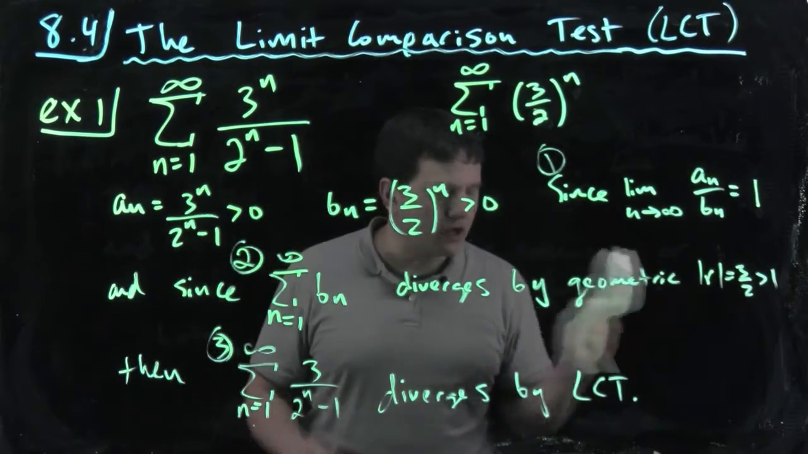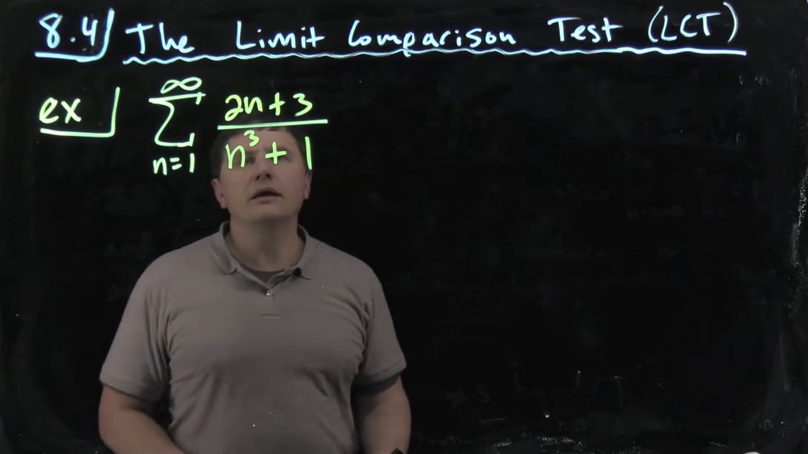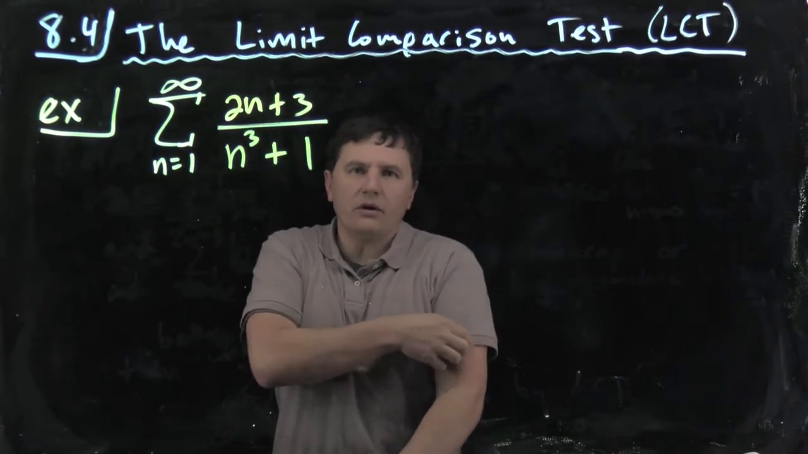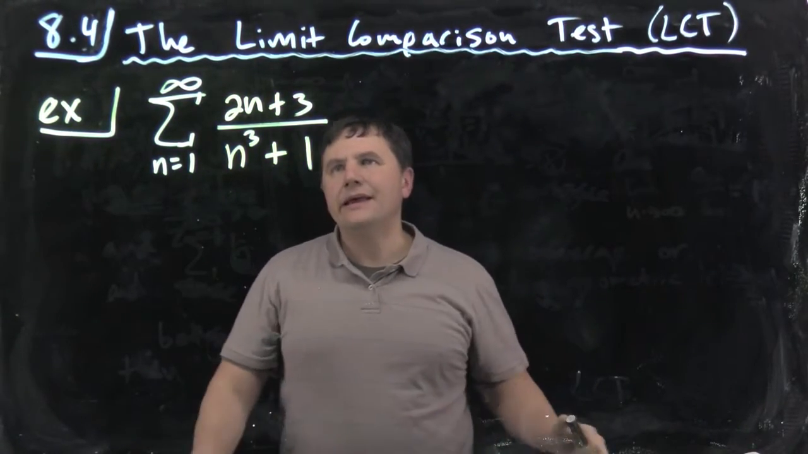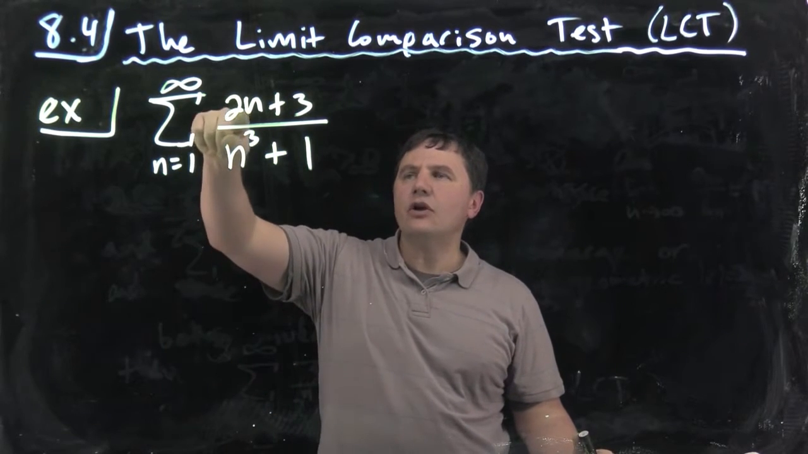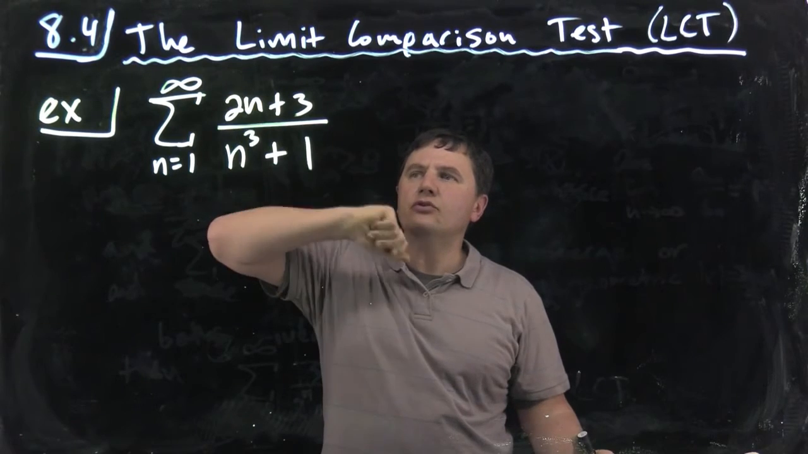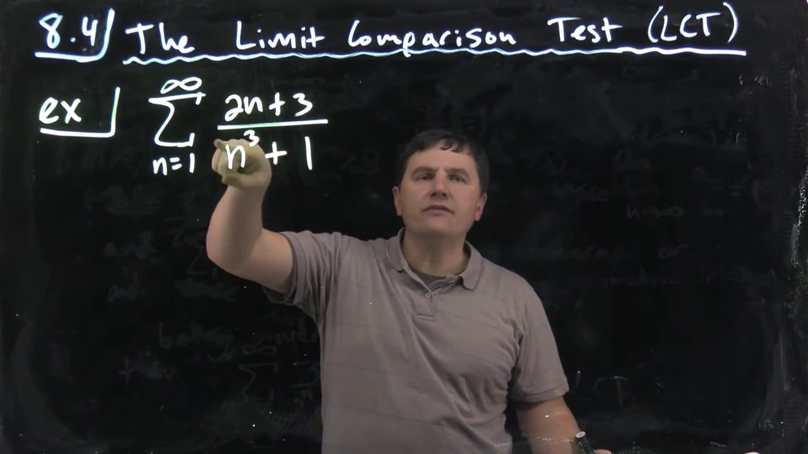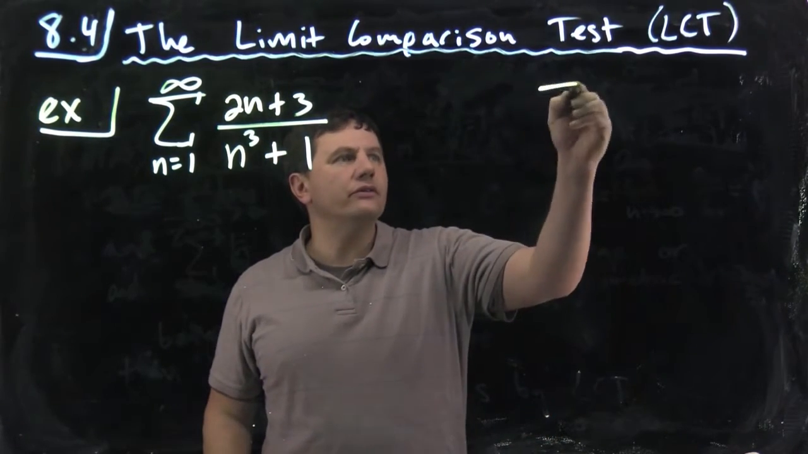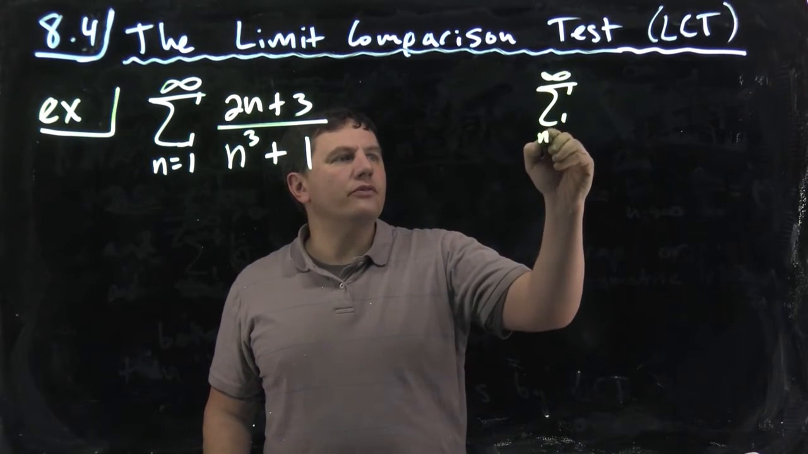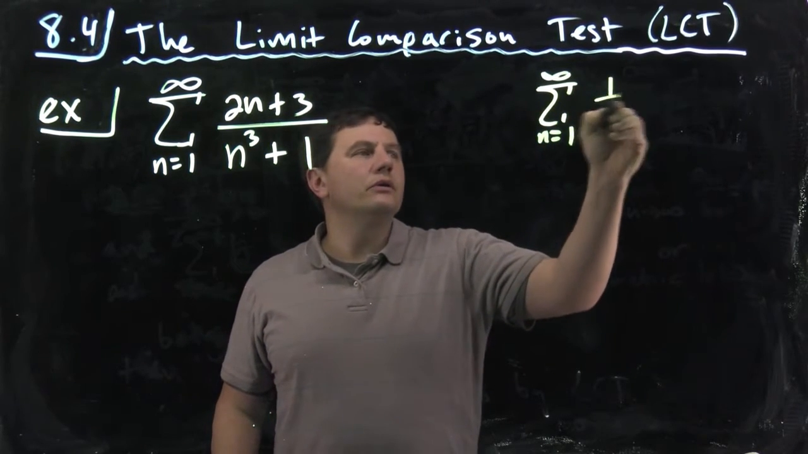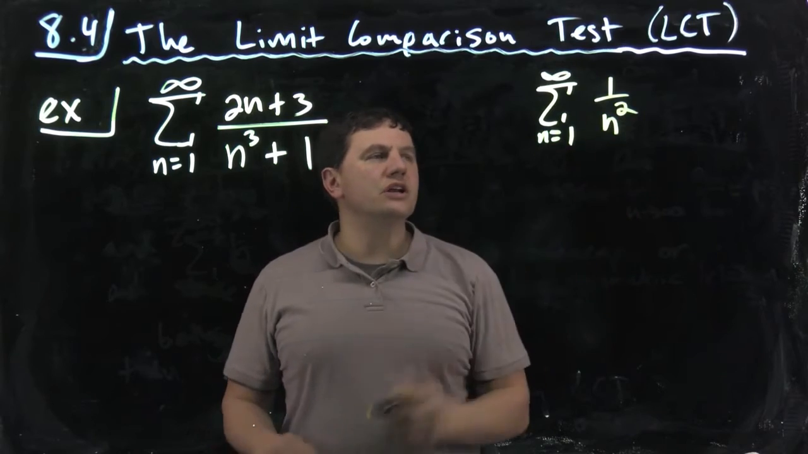Okay, let's take a look at a couple more examples. Okay, so here's another one. This one would be quite hard to deal with, even with the integral test. But what I want to realize is for large numbers, since we have a degree 1 on top and a degree 3, the difference of those 2 degrees, it's going to act very, very similar to this series for large numbers, which is going to converge.